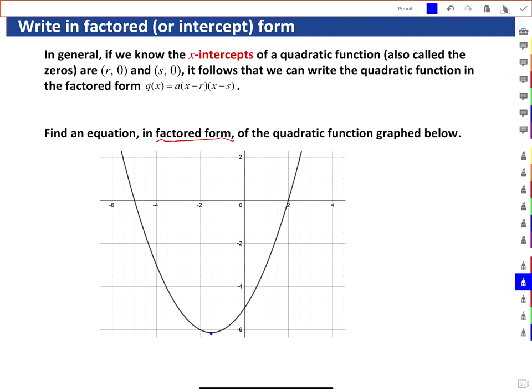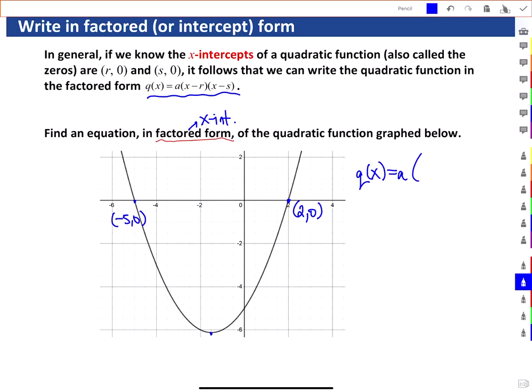But factored form means that we need to know where our x-intercepts are, and those certainly are at nice points. If you look over here on the right, I see an x-intercept at 2, 0, and I see another one over here at negative 5, 0. Using those in our form, we don't know what a is, but we can find it, so let's leave that one alone.